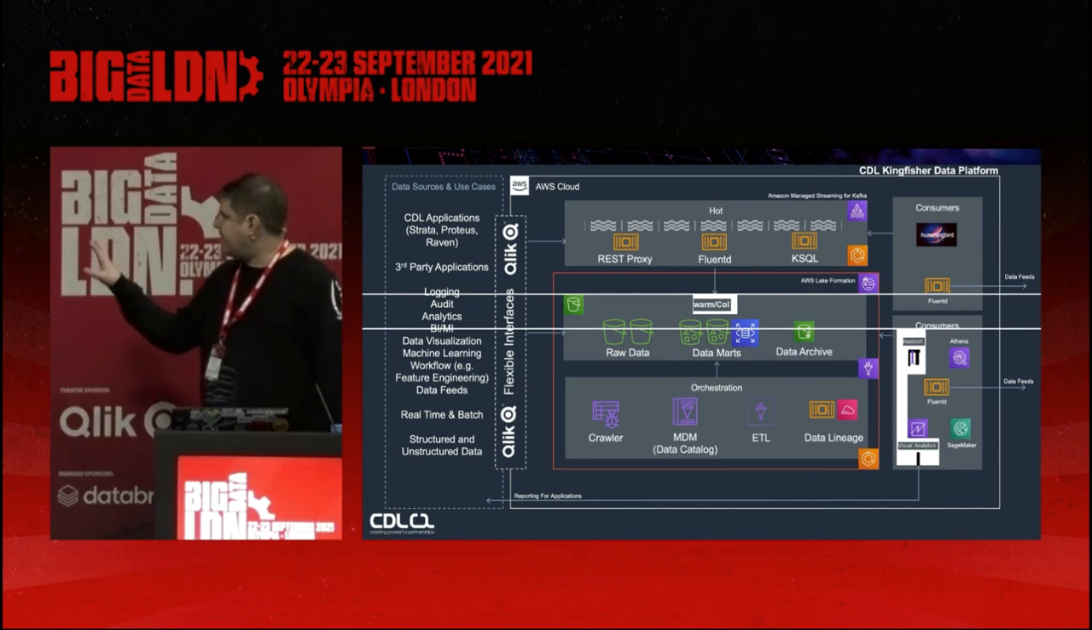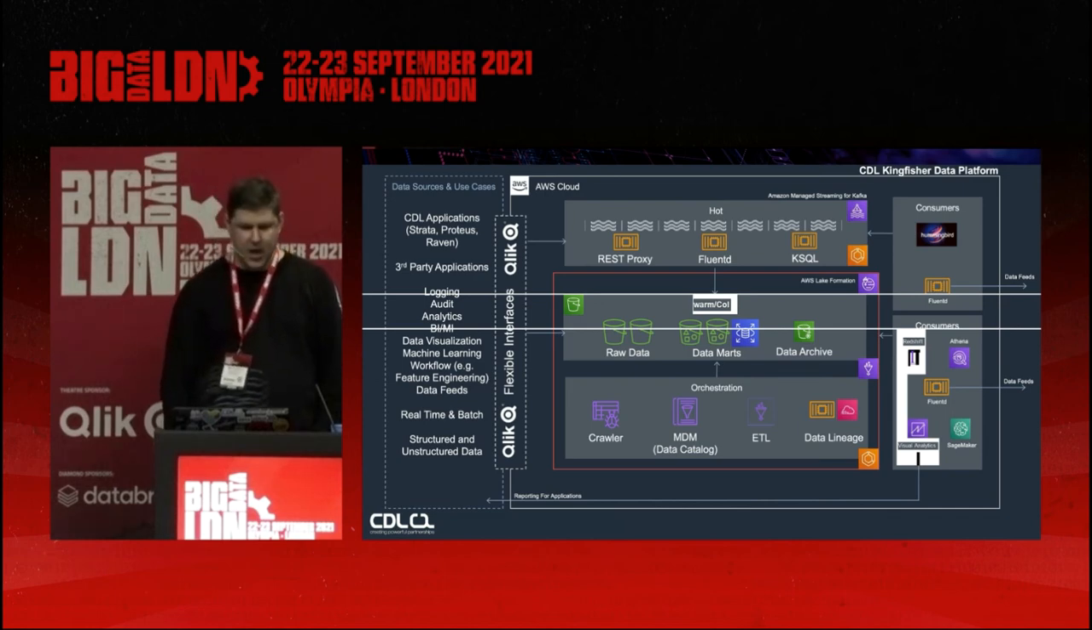So we're looking at the future architecture here of CDL Kingfisher in the AWS cloud. And we see Qlik Replicate continuing to feed this data platform that's based on best-of-breed AWS services like QuickSight that you've just seen.